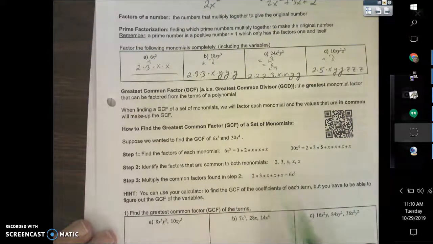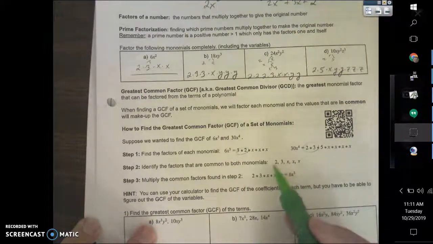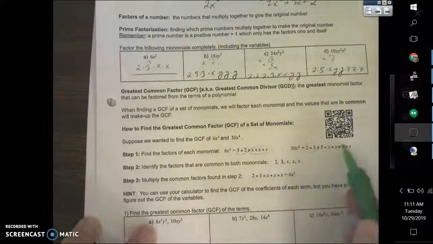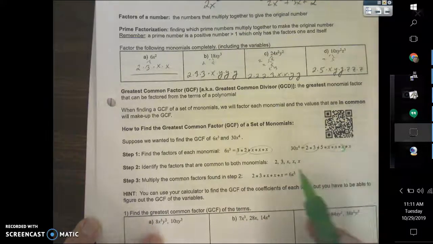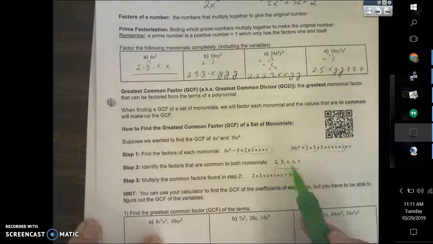And what you do is you circle the common terms. So there's 2 and 3 in both of these, so that's why that's in common there. And then I have 3 common x's over here with the 3 common x's over there. So if you multiply everything out, 2 times 3 gives me 6, and x times x times x equals 6x cubed.